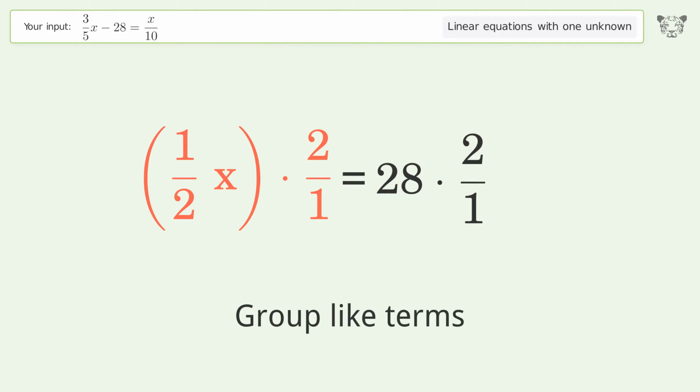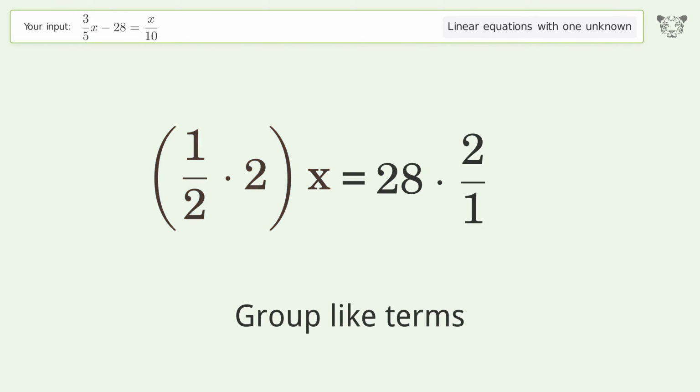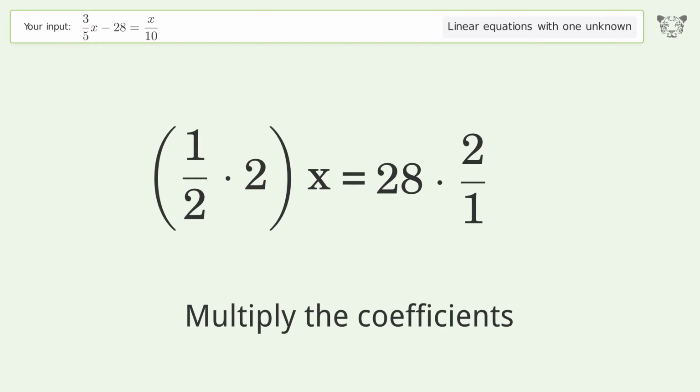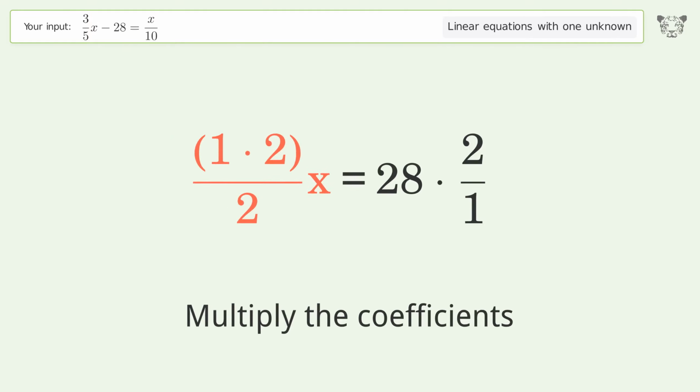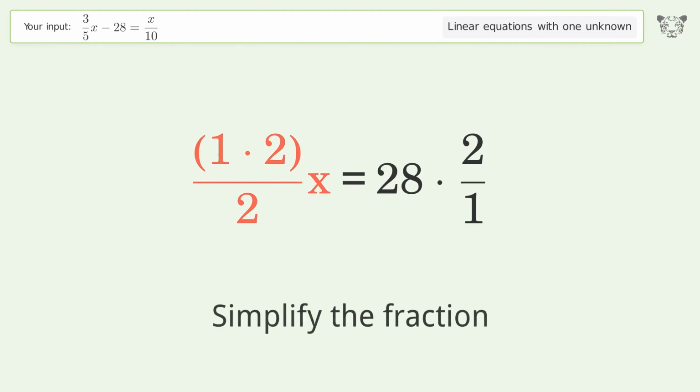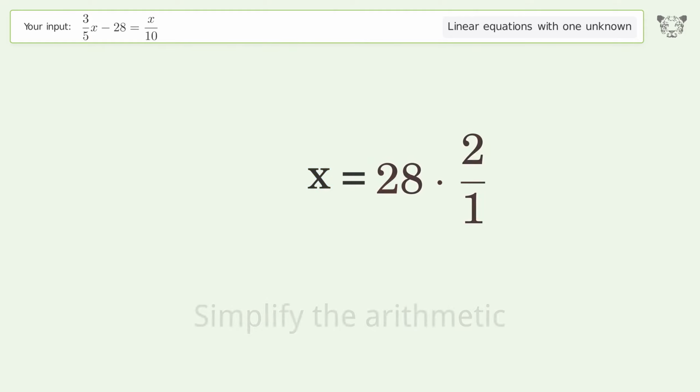Group like terms. Multiply the coefficients. Simplify the fraction. Simplify the arithmetic. And so the final result is x equals 56.